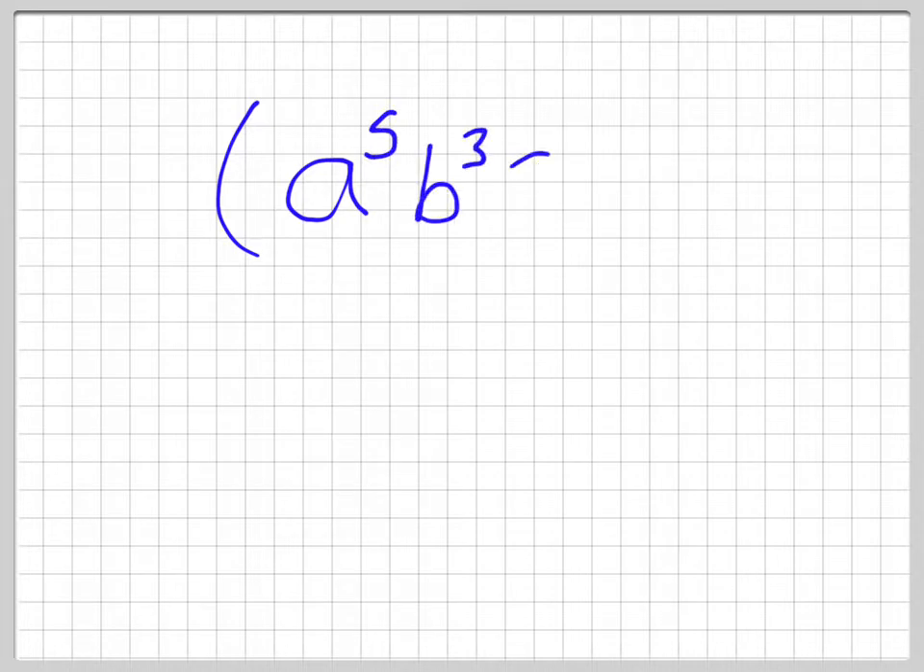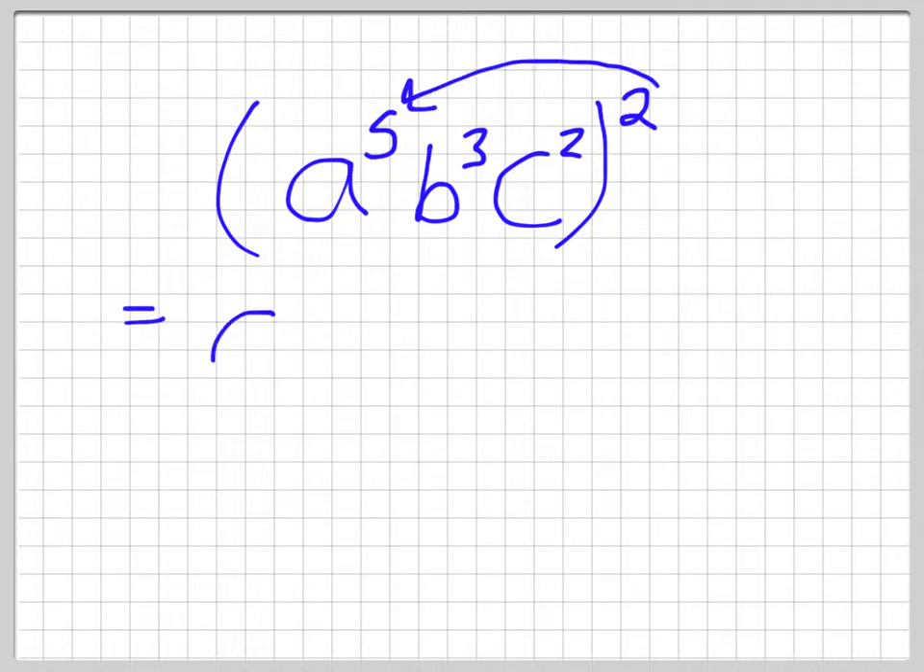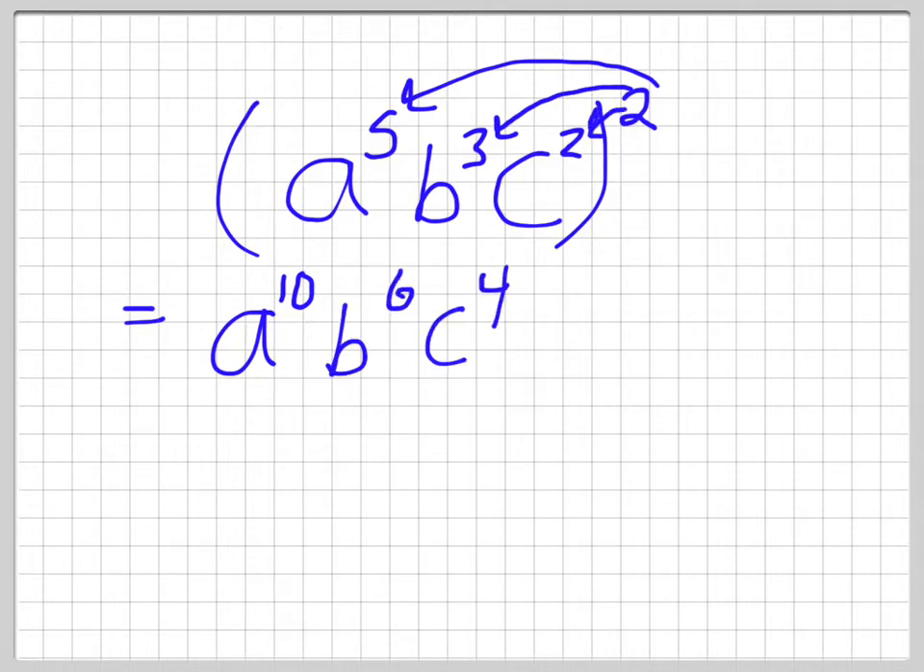Let's see another one of those. So you might have something like a to the 5, b to the 3, c to the 2, and that's all to the 2. So that's the same as 5 times 2. 5 times 2 is 10, so a to the 10. 3 times 2 is 6, so b to the 6. And then 2 times 2 is 4, so c to the 4. So guys, that's how essentially powers of a power works.